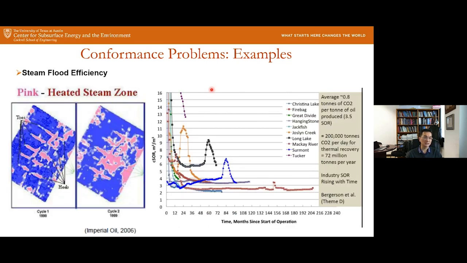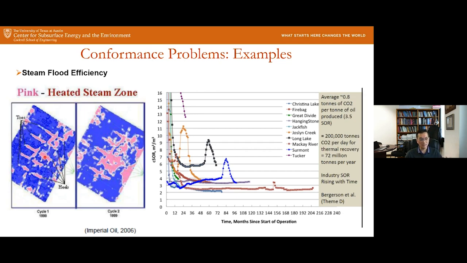Now, another example of why we should be concerned about conformance problems is steam injection. In the left figure, it shows steam injection into a pad of horizontal wells. You can see these are parallel horizontal wells. These are the heels and those are the toes of the wells, so you inject from heel to toe.